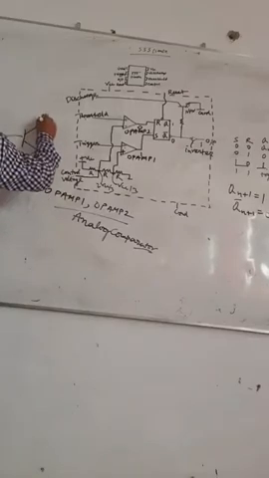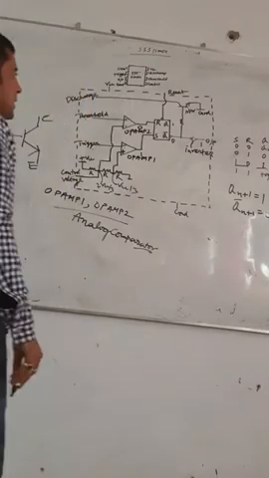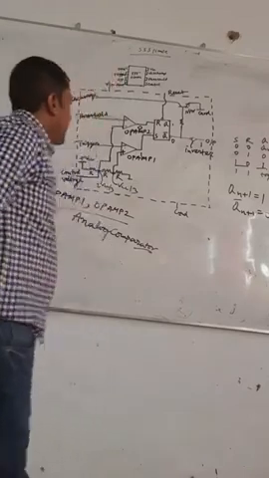This is collector, this is base, this is emitter. So base is connected with 0 pulse, so the transistor is in cutoff. The transistor is in cutoff mode because the collector-base junction is reverse biased. So output is logic high.